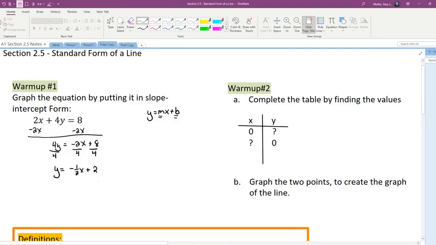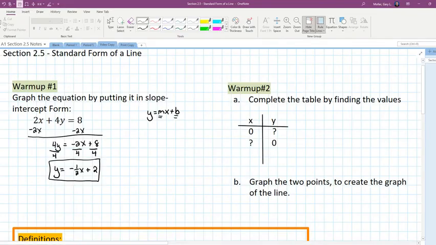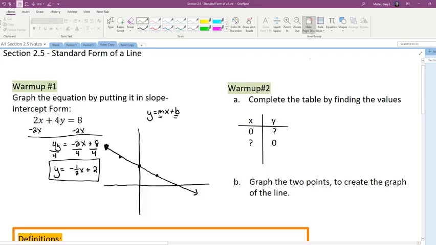Now that I'm in slope-intercept form, I can go ahead and graph it. My y-intercept is 2. My slope is negative, so I'm going down 1 over 2, or up 1 over 2. And I get my line. So certainly not complicated in any way, very easy to do. But there is another approach to graphing this equation. So let me turn that off for a moment and look at warm-up number 2.